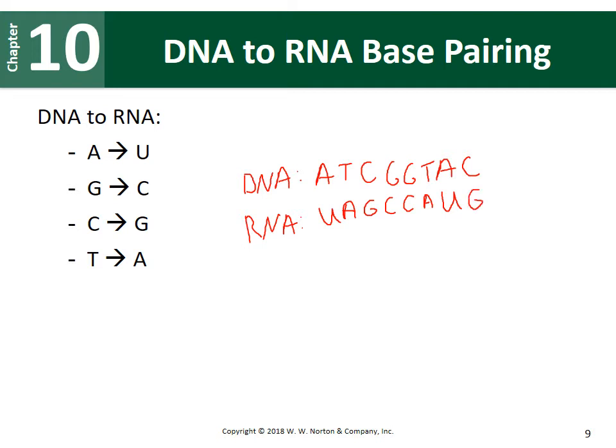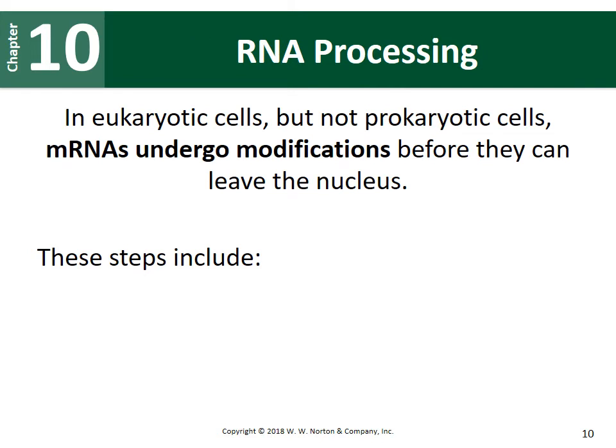So this again is that process where we take that DNA molecule and use it to create an RNA molecule. So again, that's our transcription process. These RNA molecules in eukaryotic cells go through something called processing or modifications. So in eukaryotic cells, but not prokaryotic cells, these mRNAs that were just created through transcription undergo modifications before they can leave the nucleus.